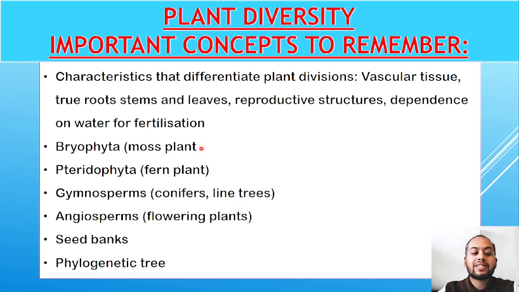What are the characteristics that's going to allow some of them to reproduce using water and some of them to reproduce using seeds? You need to be able to label the actual plant, the moss plant of the Bryophyta, label the fern plant, label the flowering plant. You need to be able to do that, and then also, most importantly, describing the process of the reproduction in Pteridophyta, describing the process of reproduction in Angiosperms as well as Gymnosperms.